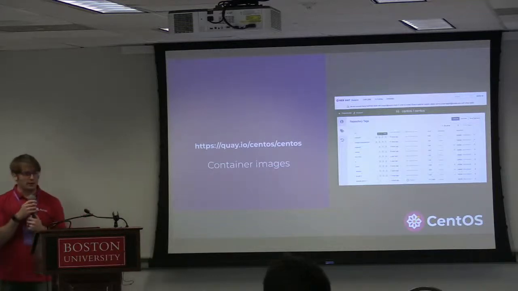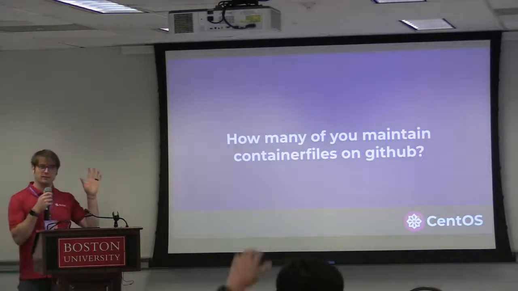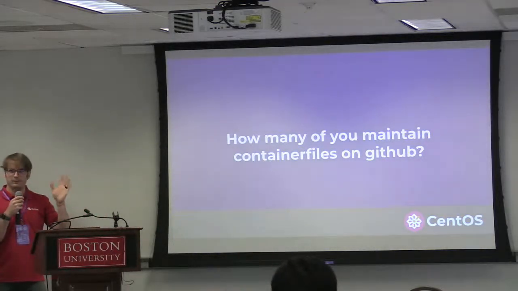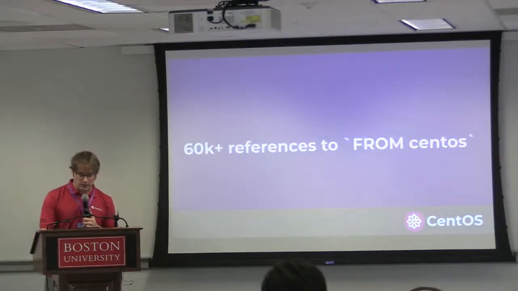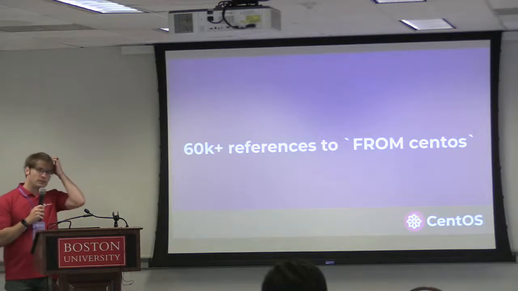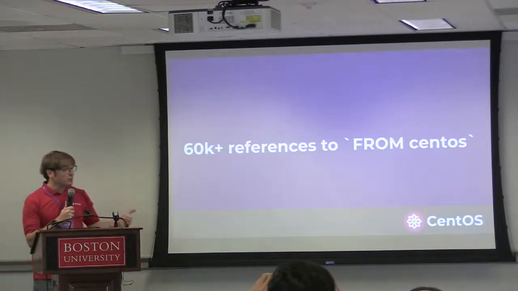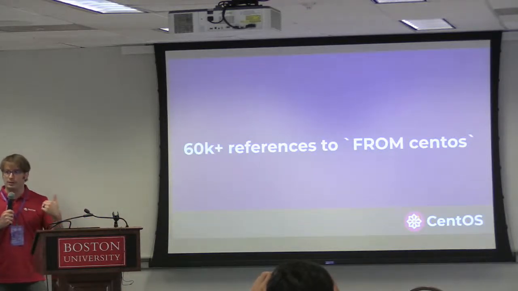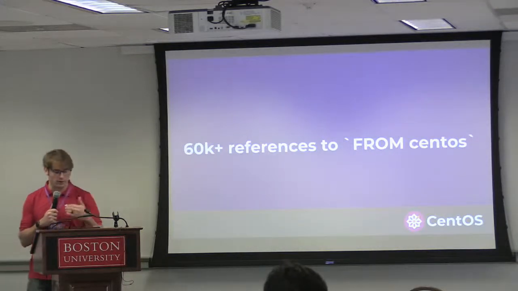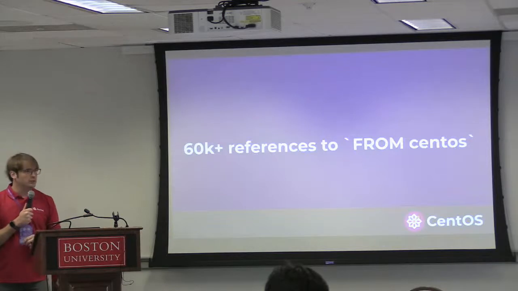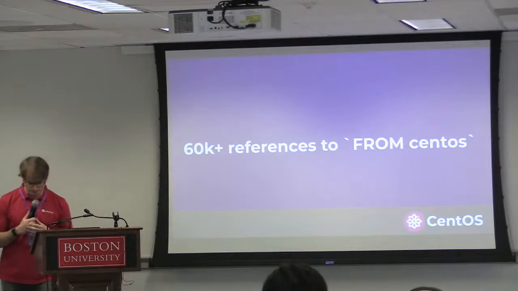So how many of you actually maintain a set of container files on GitHub somewhere? Do you have Docker files out there? I know I've got a few of them just for other purposes. So I looked on github.com, and there were about 60,000 references to "from CentOS" in the container file type. And so that shows me that there's a lot of folks who have built up a lot of infrastructure and a lot of work around CentOS containers. And so switching to Stream 9 for your container workloads is going to be pretty awesome to do.